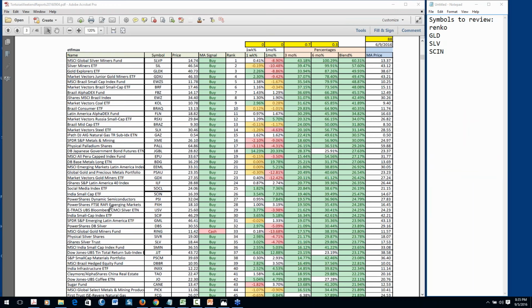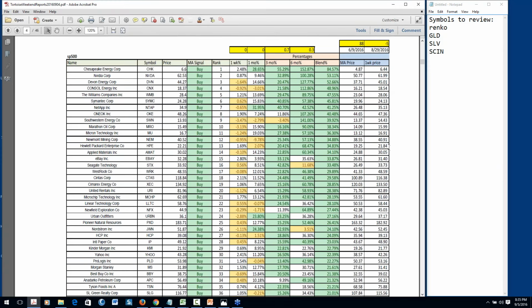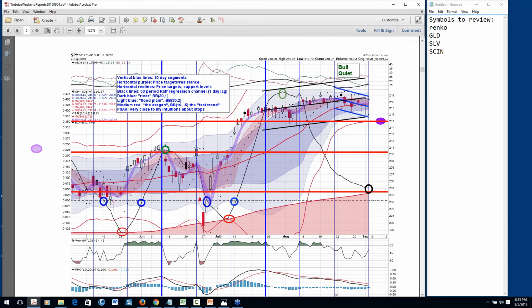I'm going to just look at these as ideas, and then I'm going to wait to see what the RLCO and the Bollinger Band patterns look like. So that's one of the ways that I look at the monthly momentum to find opportunities like that.